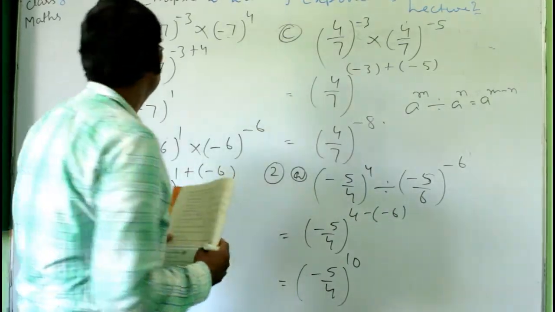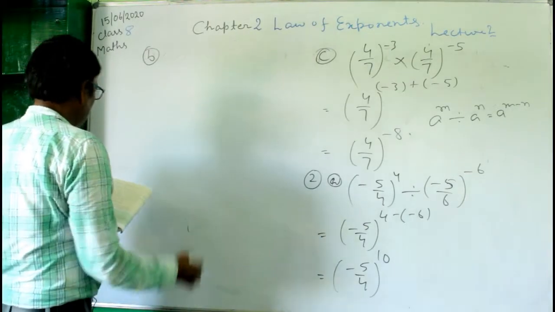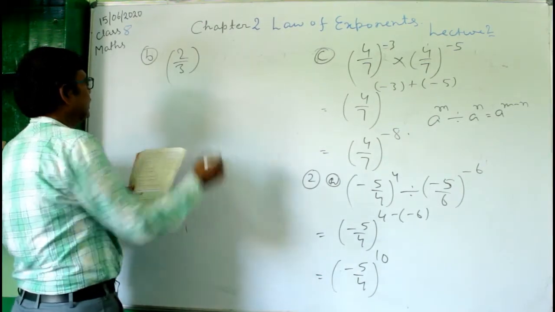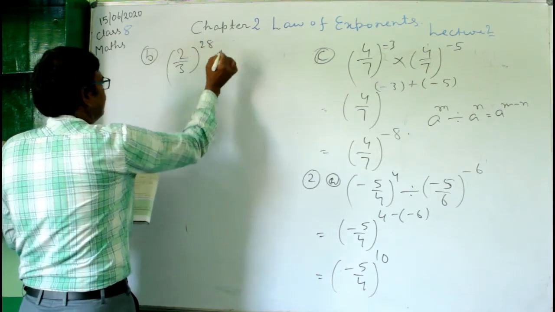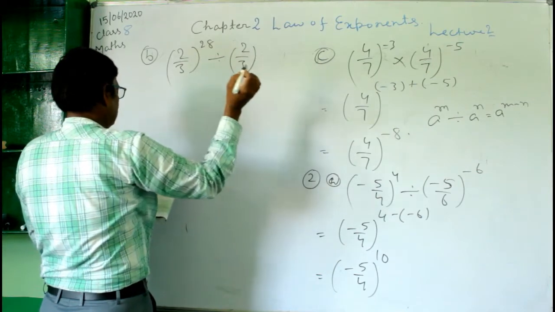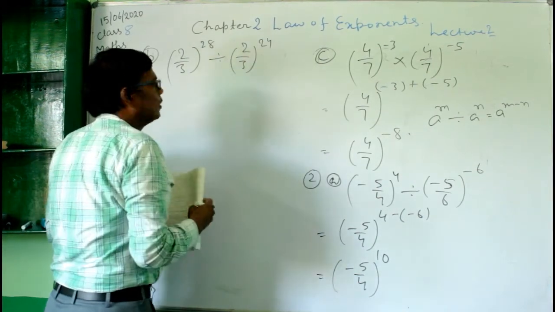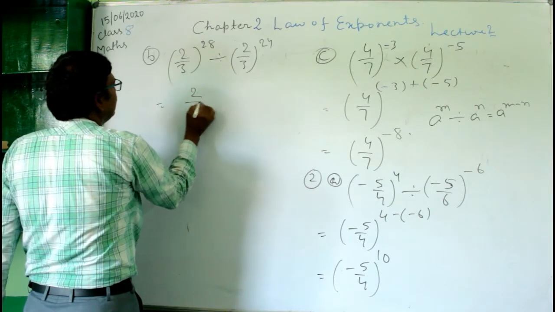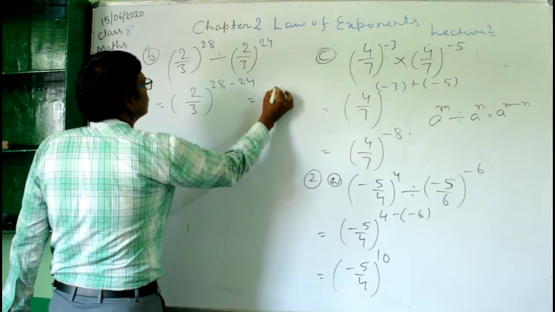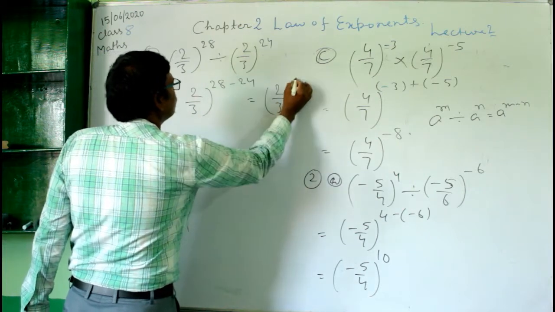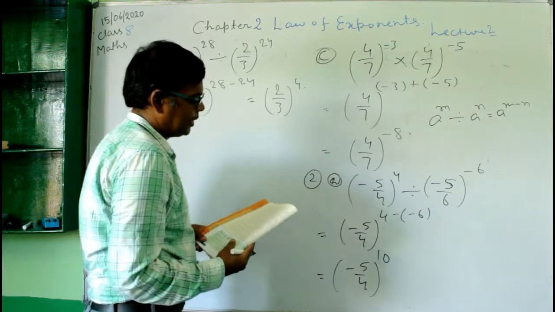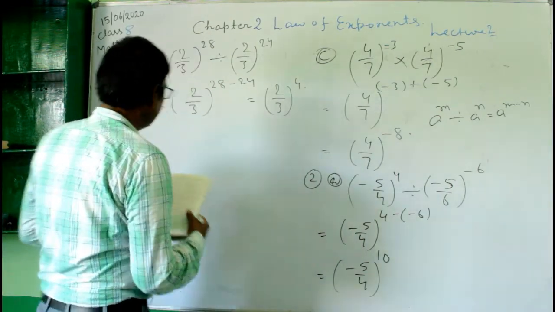Question number B. (2/3)^28 divided by (2/3)^24. So it is (2/3)^(28-24), which will be (2/3)^4. Here again it is positive, so this is the answer. And next I will do question number D.